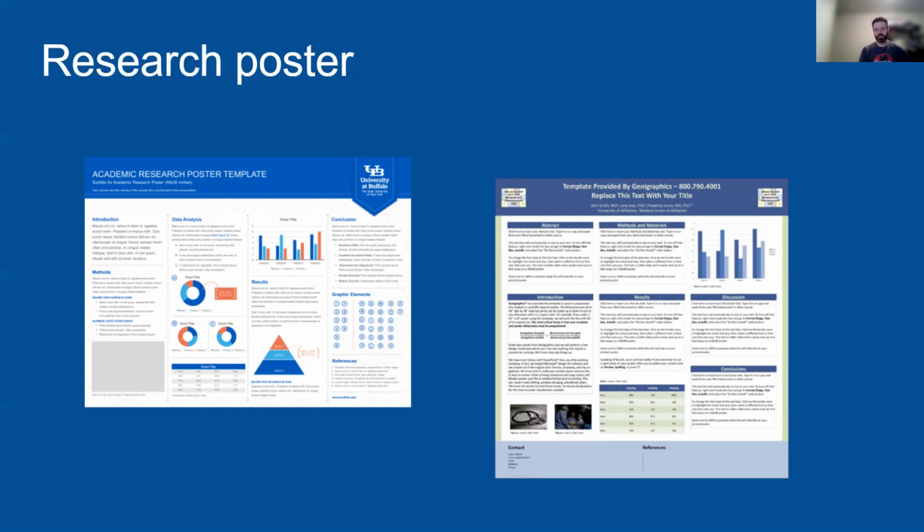And so here's some examples of some research posters that would have those kinds of sections on them. And this can be a great way to communicate your research in a more interesting, social, and visual way to other people in a more group setting.